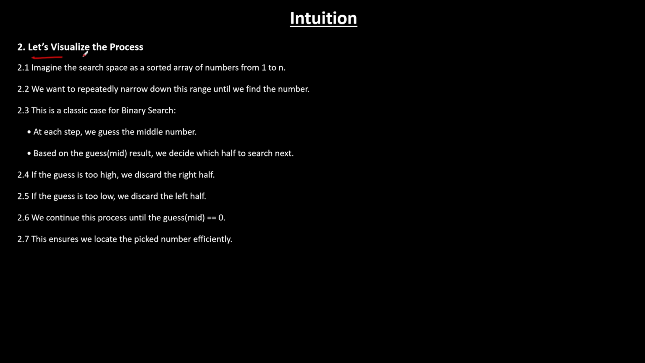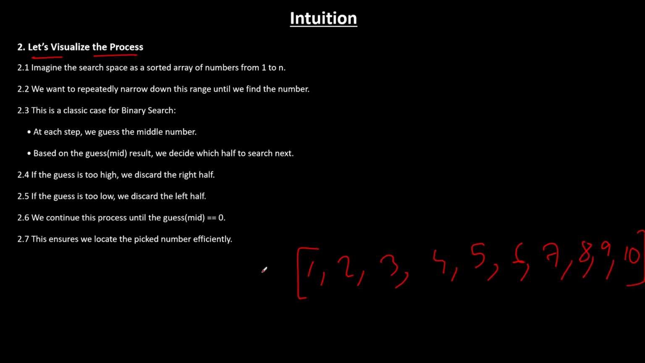So let's visualize the process. Let's imagine the search space as a sorted array of numbers 1 to n, right? So let's take the sorted space 1, 2, 3, 4, 5, 6, 7, 8, 9, and 10. Okay, and we know that n would be given to us. Suppose n here is given as 10, which is inclusive, and we have to start from 1. Okay, now suppose the picked value is 6. Okay, I write the indexes 0, 1, 2, 3, 4, 5, 6, 7, 8, and 9.